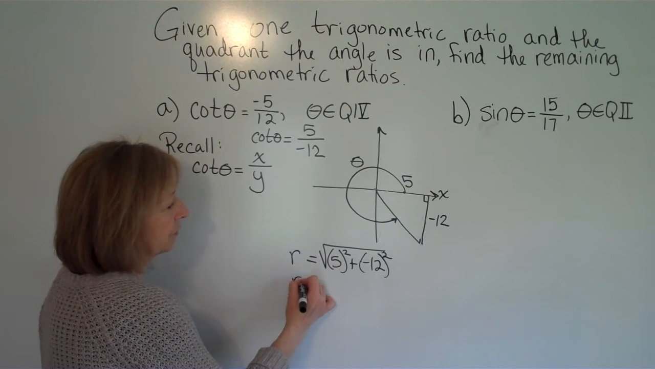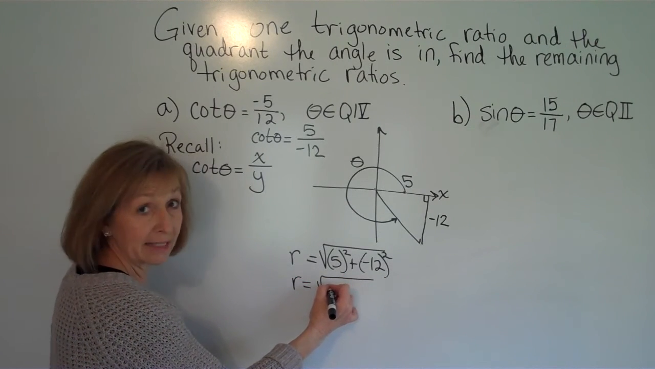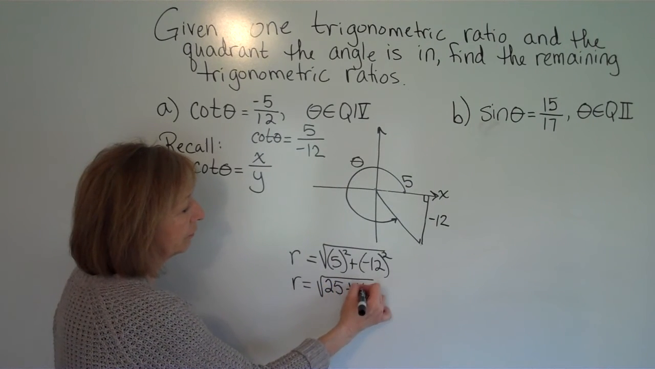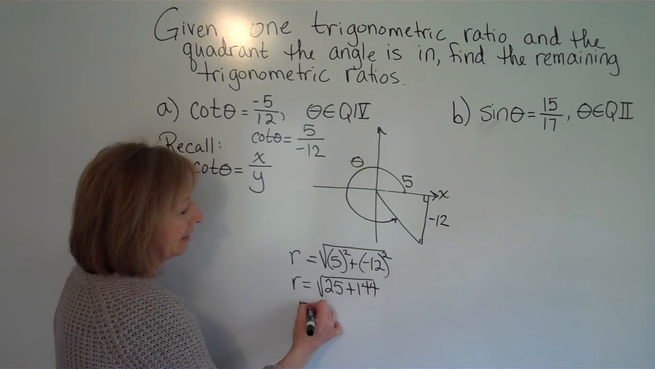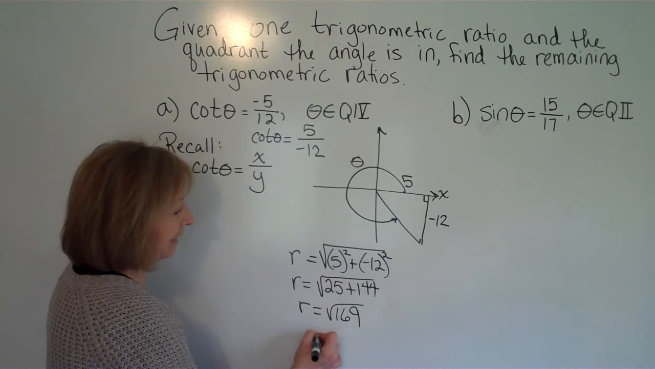So 5 squared is 25. Negative 12 times negative 12 is positive 144. So I have 25 plus 144. That is the square root of 169, and the square root of 169 is 13.